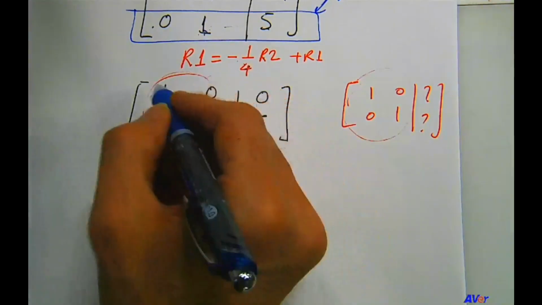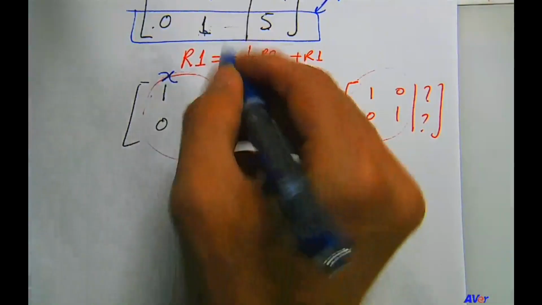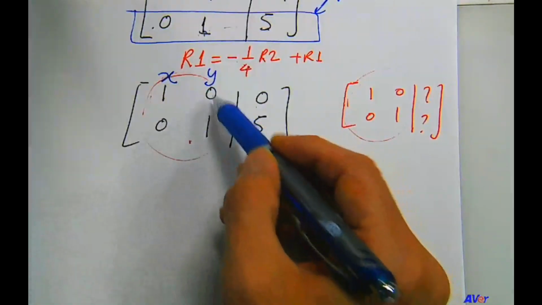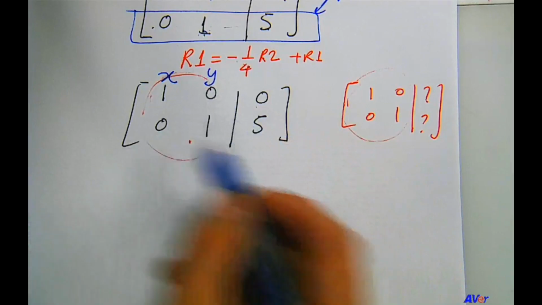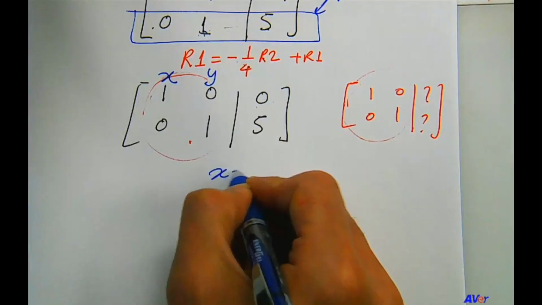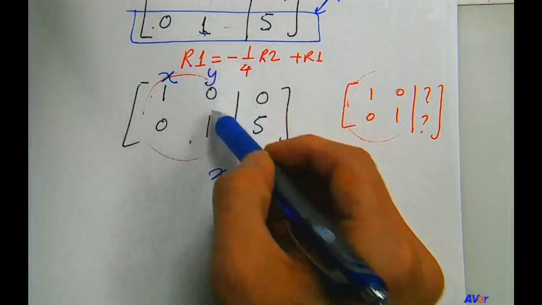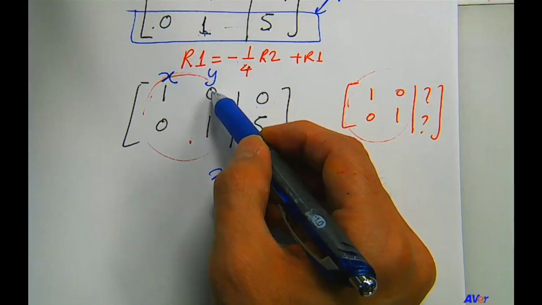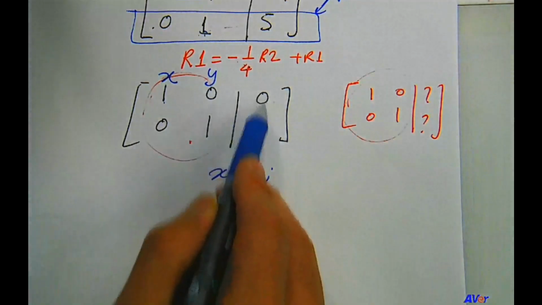Well, just remember that the first column, these are the coefficients of variable x in this system. The second column are the coefficients of variable y, and so we can say x equals 0. Y drops out, right? In the first row, y drops out because it has a coefficient 0. So there is no y. So x is equal to 0, which is that constant.